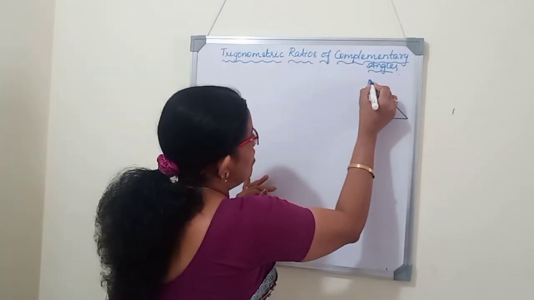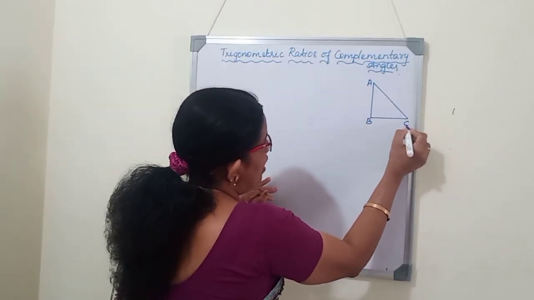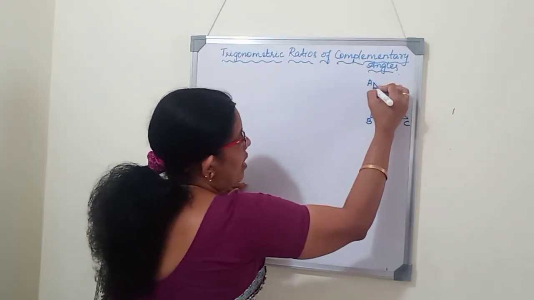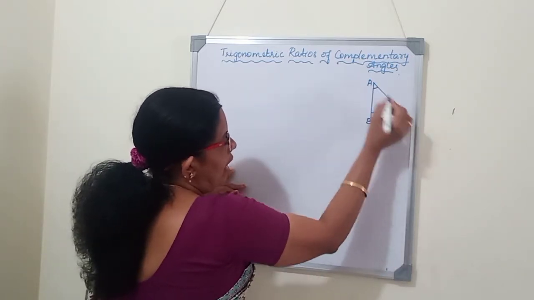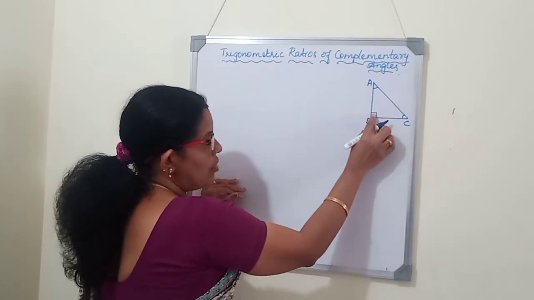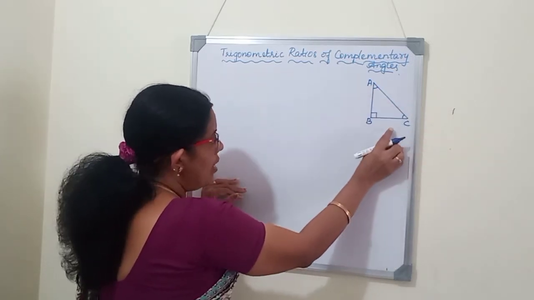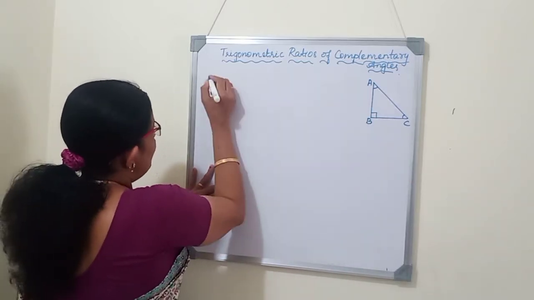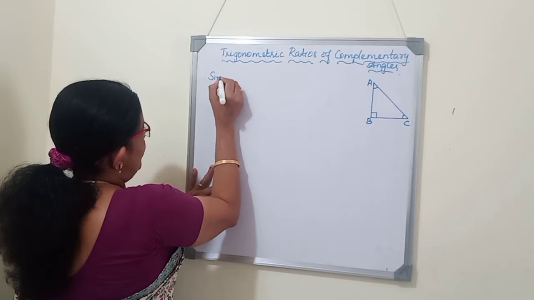So here, in triangle ABC, angle B is 90 degrees. If you consider angle A plus angle C, it is 90. A plus C plus B is 180, and B is already 90, so A plus C will be 90. Now, according to this diagram, we will first write all the 6 ratios.